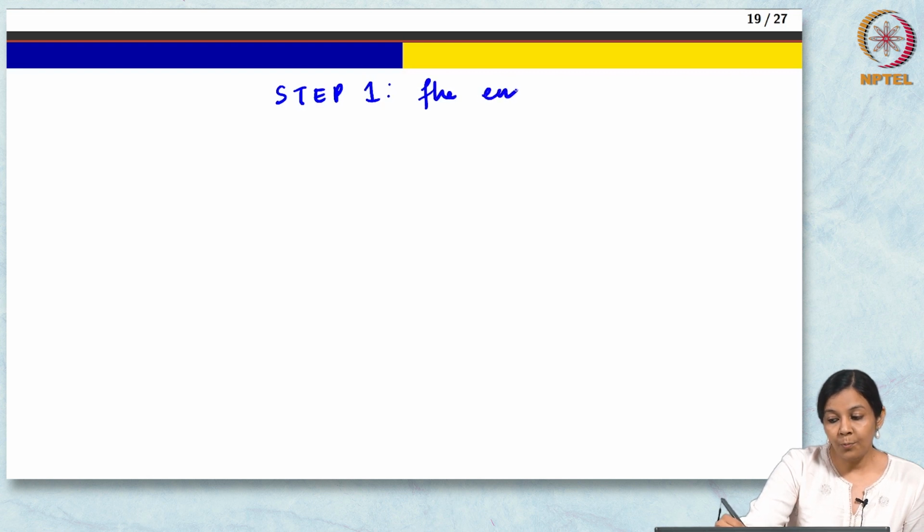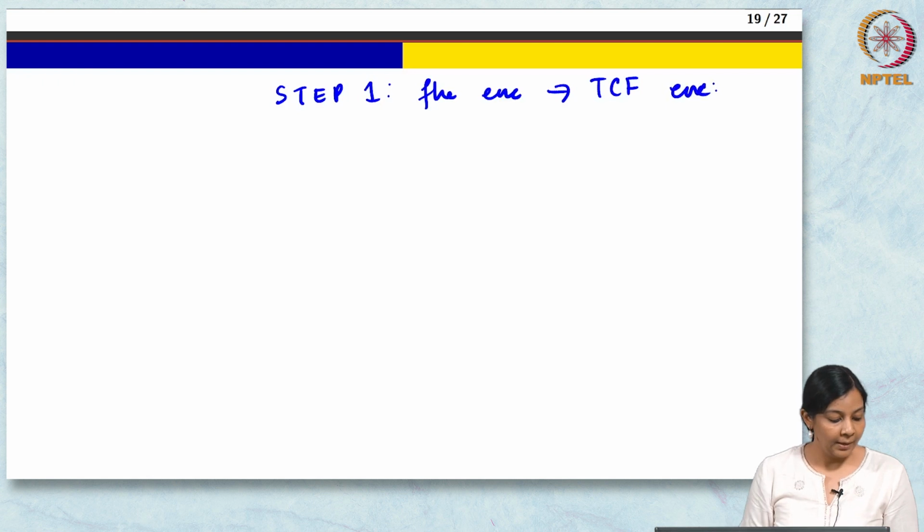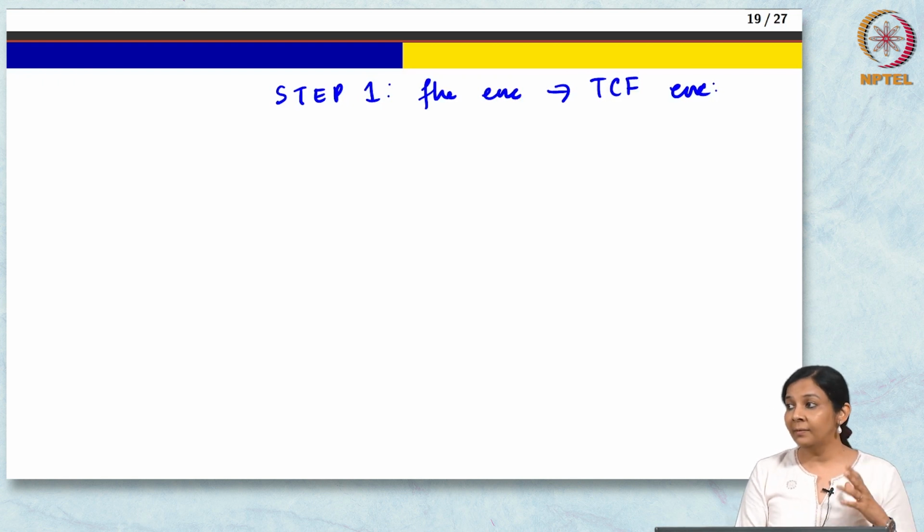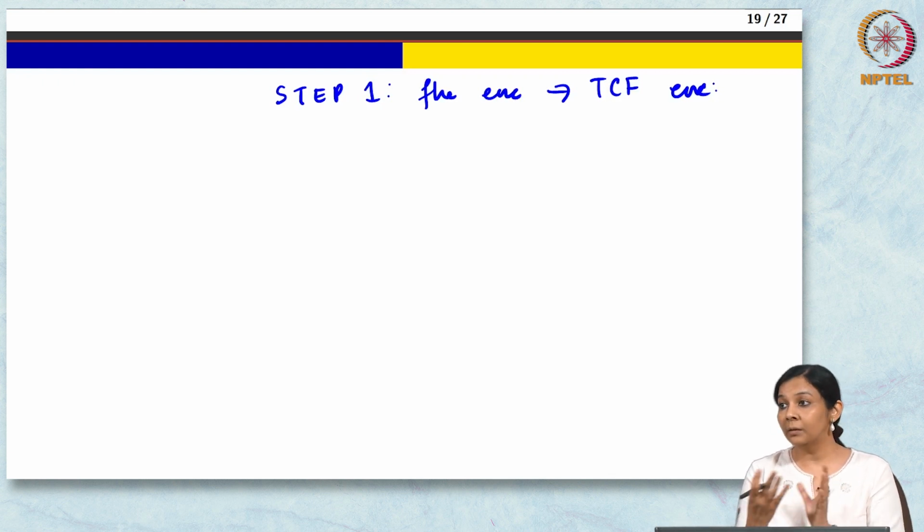So, let us do step 1, which is FHE encryption to TCF encryption. It turns out that there is no generic way as such to convert an FHE encryption to a TCF encryption, but using existing schemes from the literature, for instance the GSW scheme that we have seen of classical FHE, using certain special algebraic properties of those, you can convert the FHE encryption of S to a TCF encryption of S.